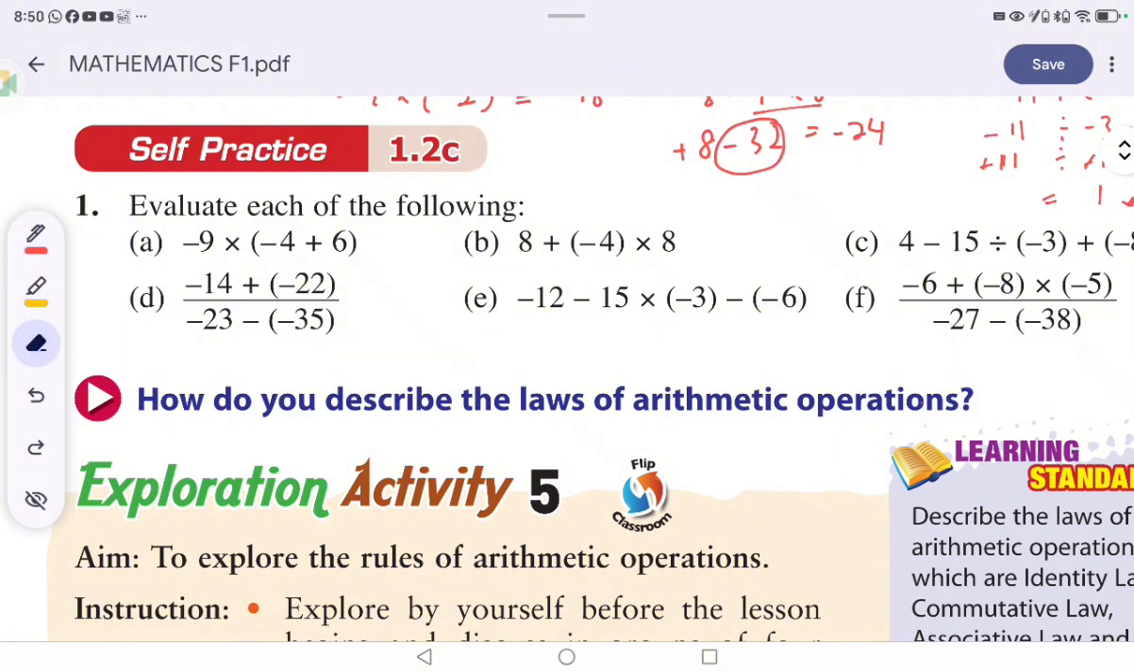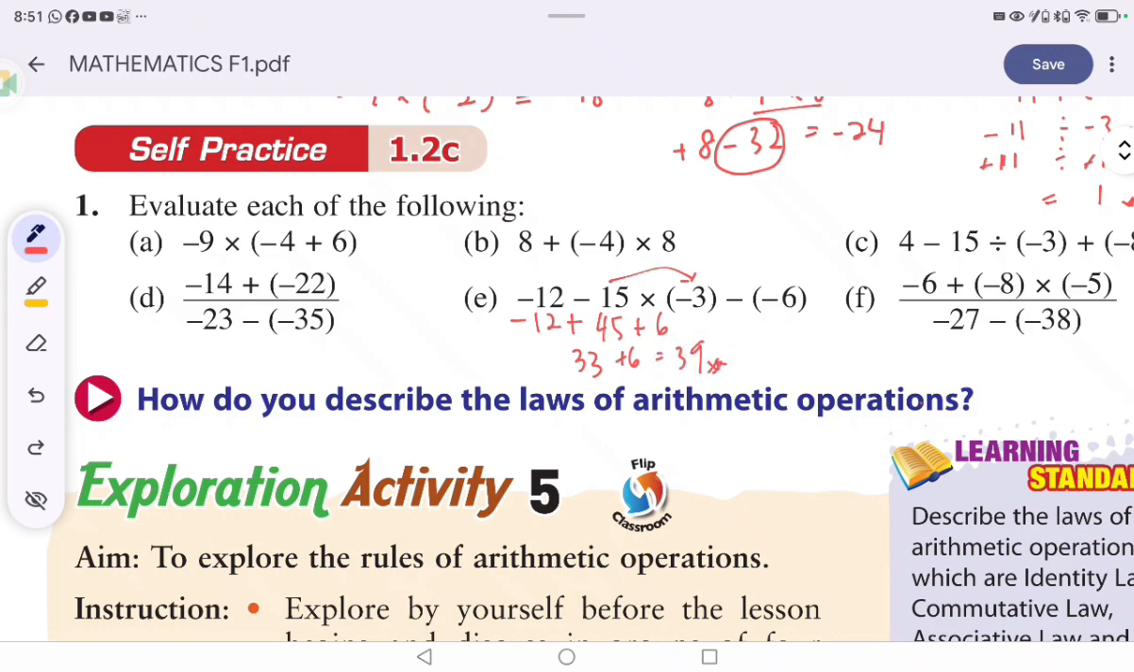Okay, now look at question E. Negative 12, you times this 2, negative 15 times 3 becomes positive. 15 times 3 becomes 45. 45 minus plus 6. Okay. So 45 minus 12, that is 33. 33 plus 6 becomes 39.